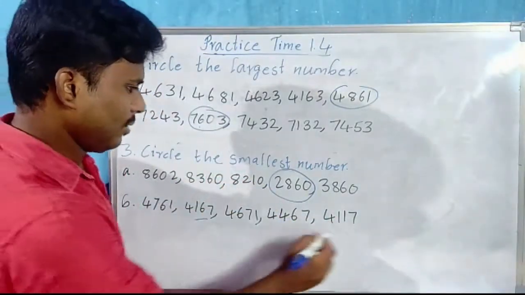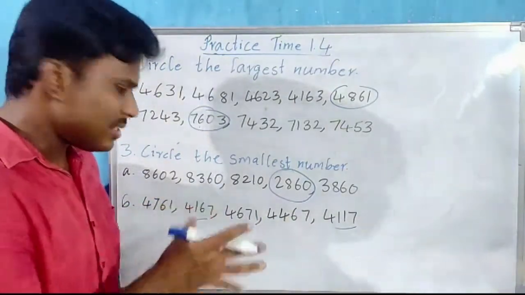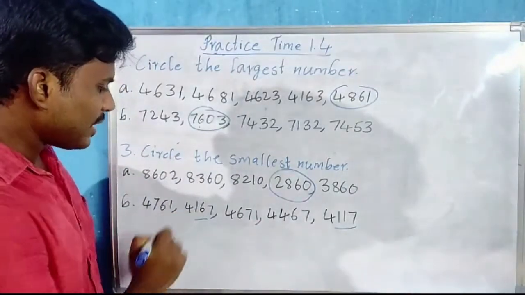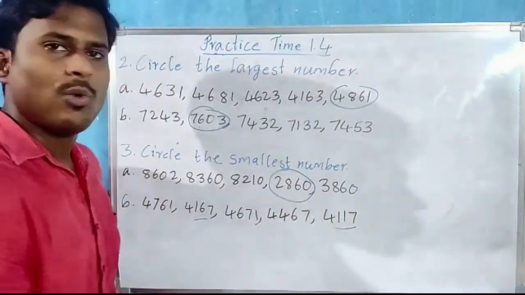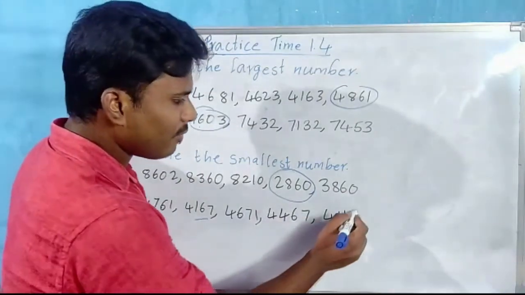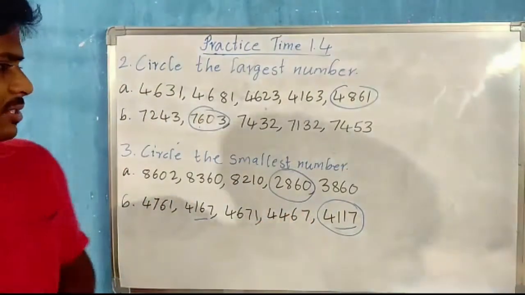So this and this. When both numbers have the same digit in the hundreds place, we have to go for the tens place to get clarity. In the tens place we have 6 here, we have 1 here. So which digit is smallest? 1. So this number will become the smallest number among all these numbers.